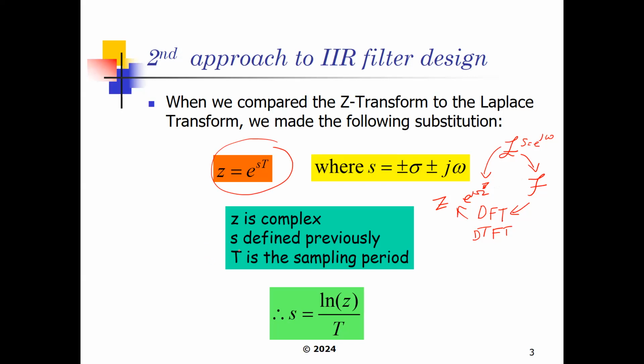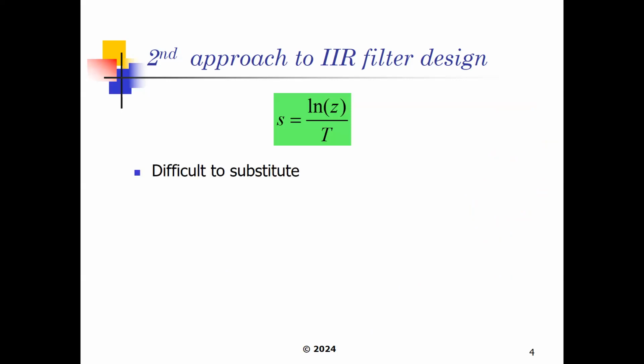All right. So if you have z equal to e to the sT, then if I make s the subject of the formula, s is equal to the natural log of z over T. So what this is saying is that if I have some transform, let's say H(s) equal 1 over 1 plus s, in theory I could say that H(z) should be equal to 1 over 1 plus natural log z over T. But then that still gives me a little bit of an issue because the natural log of z is something that I have to evaluate.